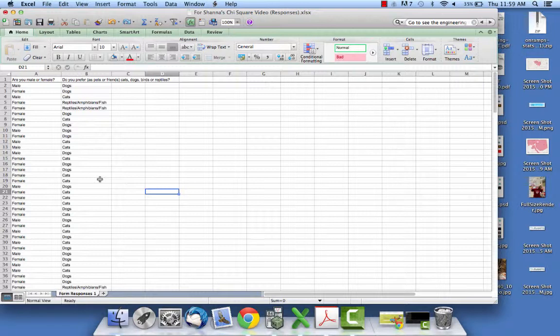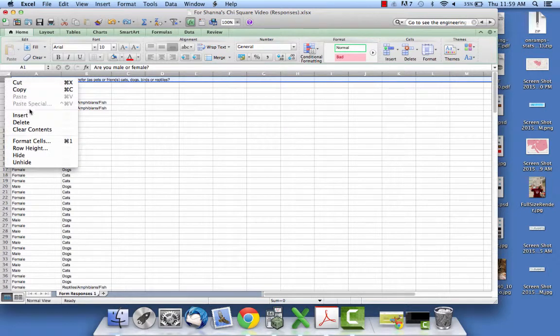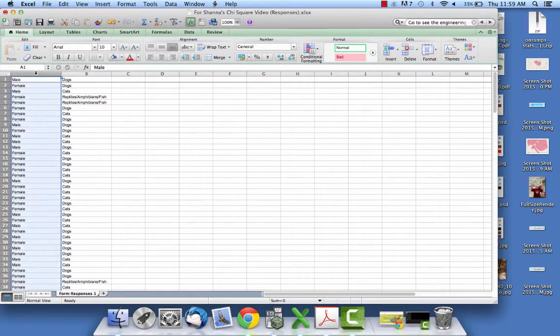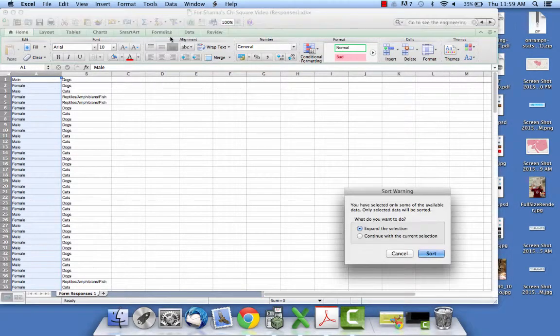Because I have this in spreadsheet form, because I ran a Google form to do it, I'm going to delete that top row, and then I'm going to want them in order by cats, dogs, male, female, right? So I'm going to go to this column first, and I'm going to say I want it ascending, and then I'm going to say to expand it. That means keep these partners together, so that female will still have dogs next to her, that male will still have dogs, like that.